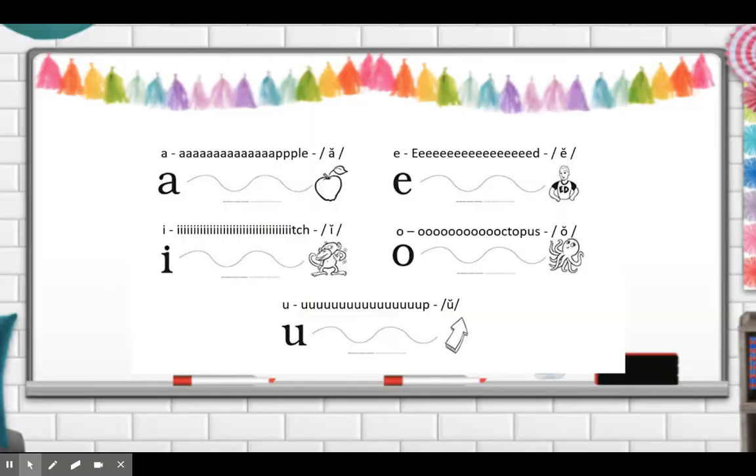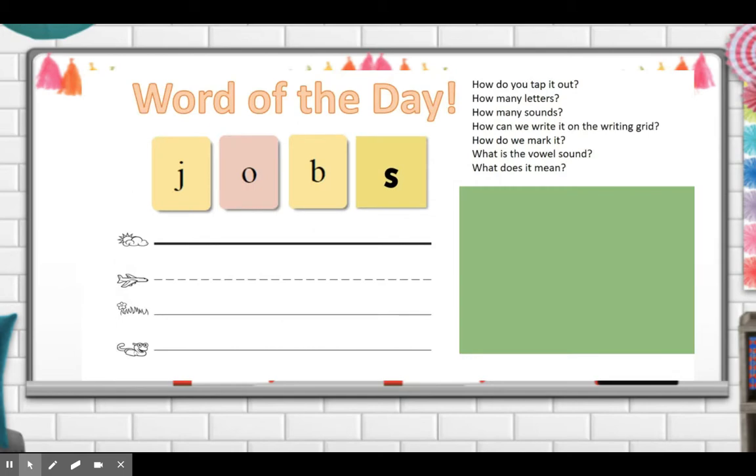Good. Now let's pause the video and stretch all our vowel sounds. Now our word of the day today is the word jobs. So if you're in school, please take out your dry erase board because we are going to have to write this word down. How do you tap out the word jobs? That's right. Your hands are up.